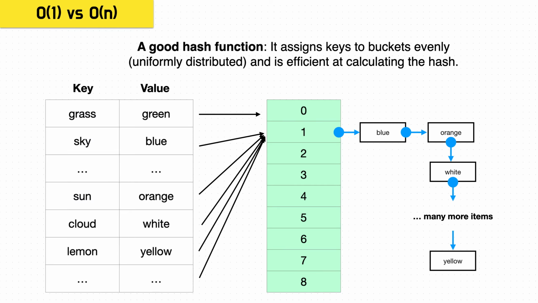So the first constraint is that we need a good hash function. We need it to assign keys to a bucket or an index uniformly so it's evenly distributed. We also need to assume that the hash function itself is efficient at calculating the hash. And if it's not efficient, or they're not evenly distributed, it could overweight a bucket and send too many items to it, and then it would require O of n time to iterate the linked list stored in this bucket.